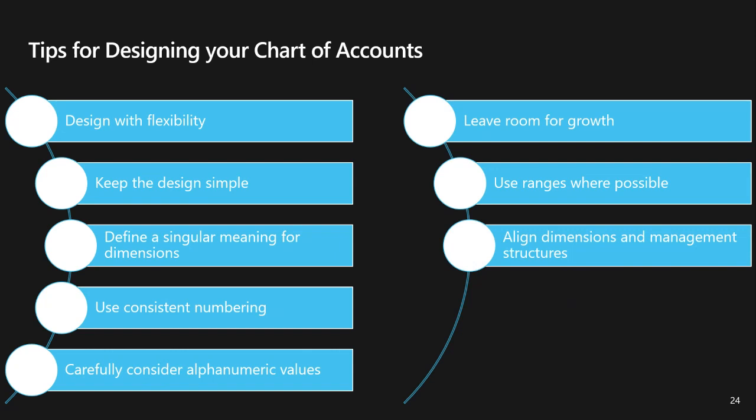Next is to align dimensions and management structures. It is recommended to define a financial dimension that corresponds directly to your management structure and permissions. This allows you to easily share and control who has access to the different sections of your general ledger based on their responsibility. If your management structure is organized by function, by location, by product line, or line of business, then you will want a corresponding segment to denote each item within.